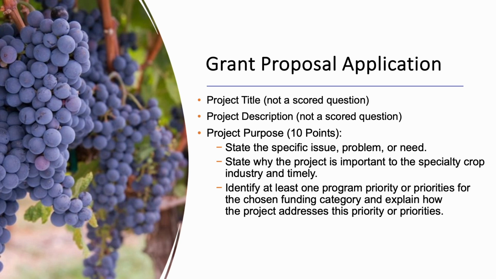The project purpose is worth 10 points. For this question, please be sure to address each of the following: the specific issue, problem, or need your project will address, why it is important and timely to the specialty crop industry, and identify at least one of the 2025 SCBGP program priorities for the chosen funding category as described in the request for concept proposals, and explain how the project addresses the program priority or priorities selected.